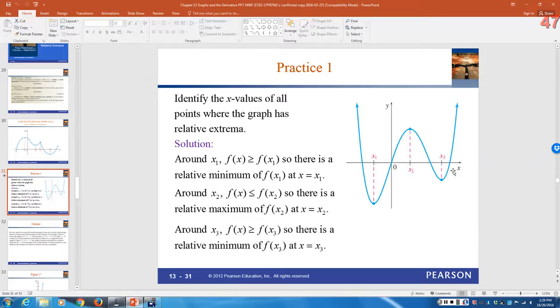0 and infinity, we have a relative minimum, but not an absolute minimum. The relative minimum being from 0 to here. After that, it continues to go up further, so it only has a relative minimum. It doesn't have a relative maximum. In fact, this function does have an absolute minimum. Which one is it? X sub 1. That's the lowest it ever goes. It does not have an absolute maximum.